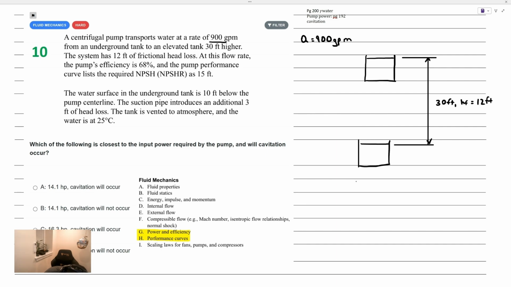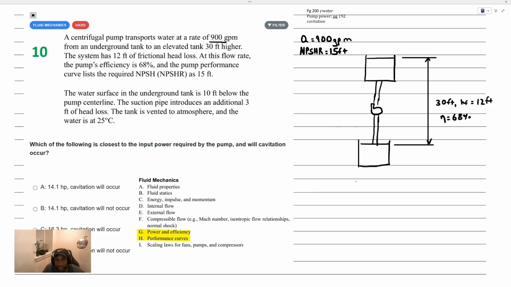There's a pump between these 2 reservoirs, and we're sucking water from that bottom tank, transporting it to this upper tank here. 30 feet high and 12 feet of head loss. And at this flow rate, the pump's efficiency, eta, is equal to 68%. The pump performance curve lists the required net positive suction head, the NPSHR, as 15 feet. I'm going to talk about what that is exactly as we move through the problem.